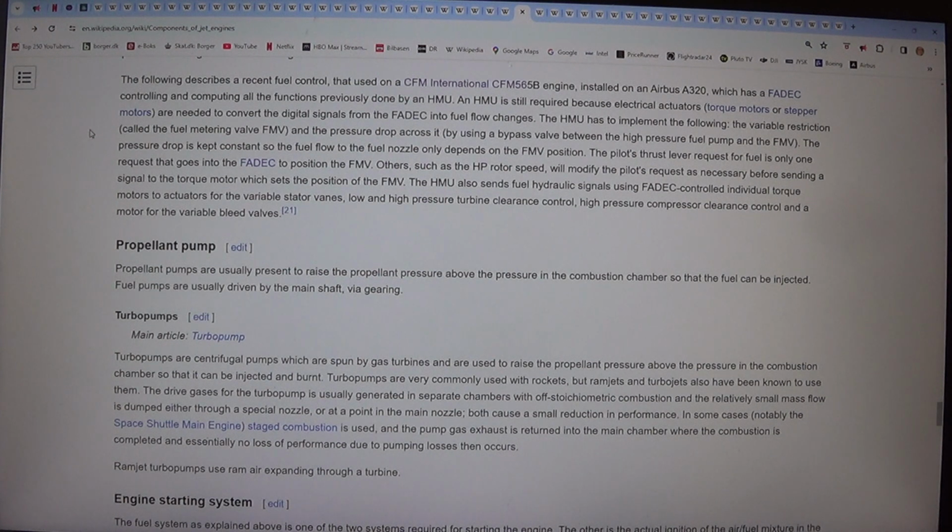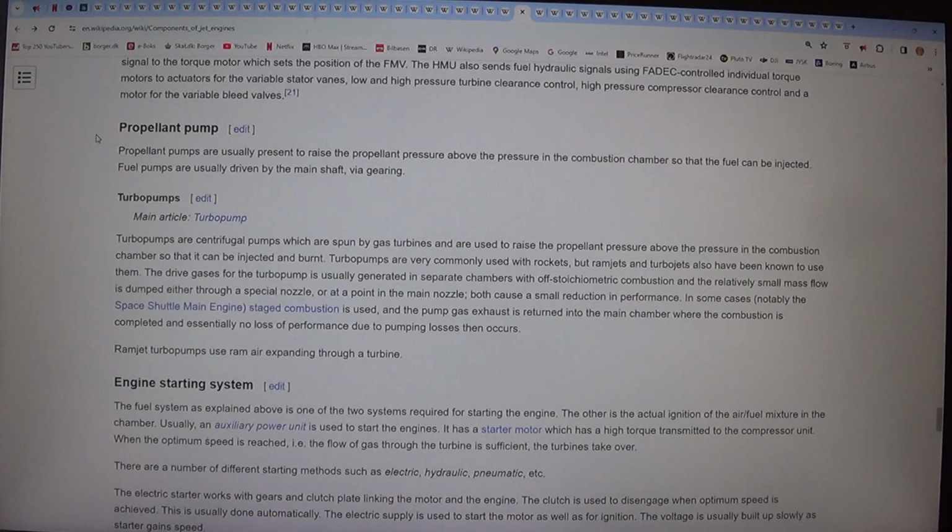Propellant pump. Propellant pumps are usually present to raise the propellant pressure above the pressure in the combustion chamber so that the fuel can be injected. Fuel pumps are usually driven by the main shaft, via gearing.